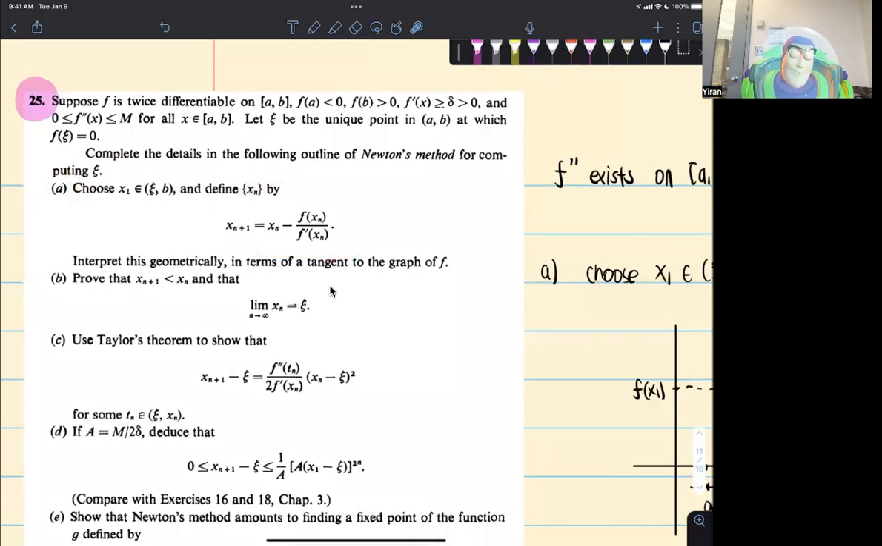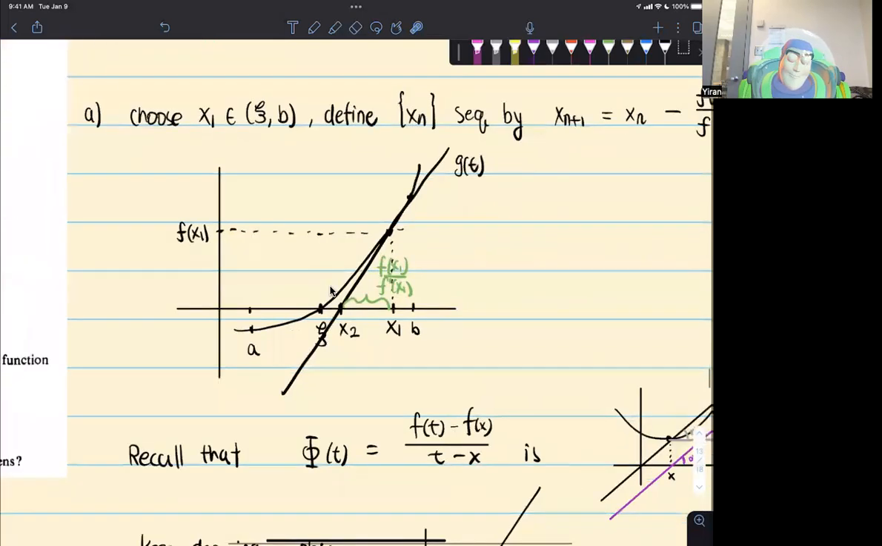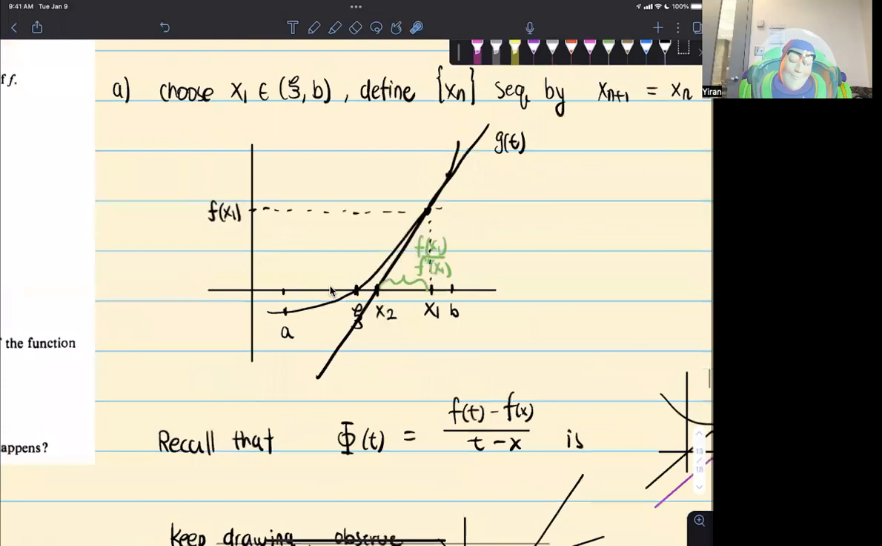We want to interpret this geometrically. So I draw the graph, and hopefully that makes sense. So if you have functions that satisfy, so you can reread the conditions. So this satisfies all of the conditions, and the claim is that x2. The claim is that this distance is equal to this ratio.